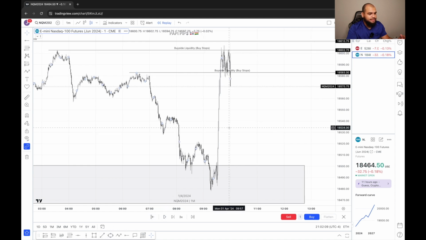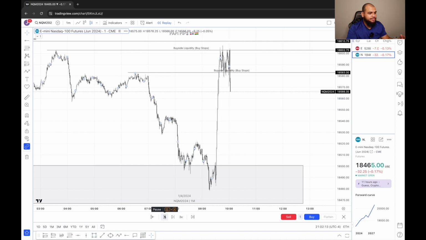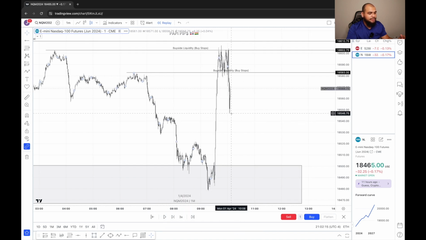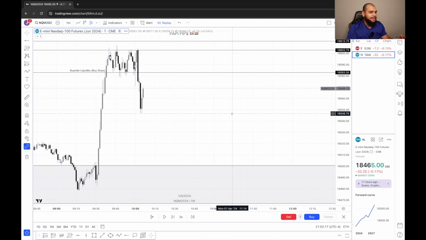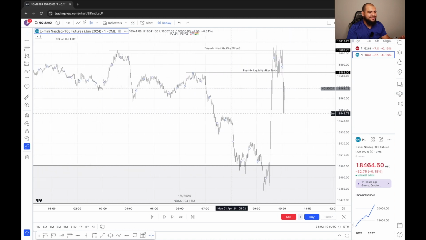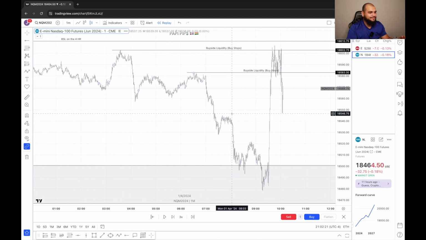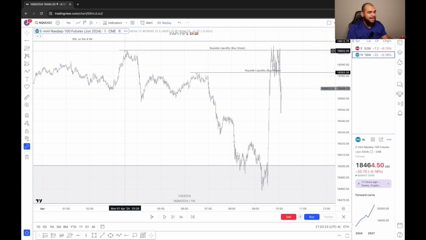Okay. We're right before the news. Right there. Boom. News came out, 10 a.m. news came out. And this is when I like getting in my trades. Right? This is when I love it. So as we can see, we have buy side liquidity. Price took out buy side.